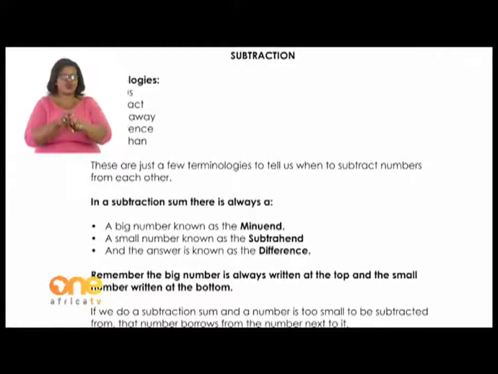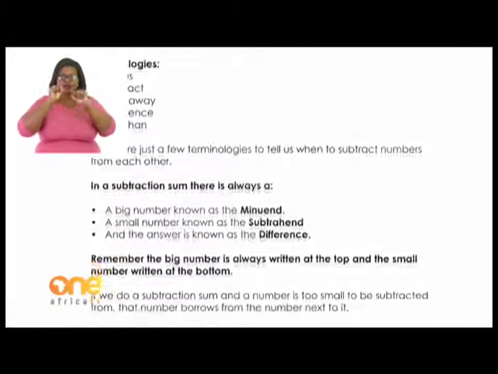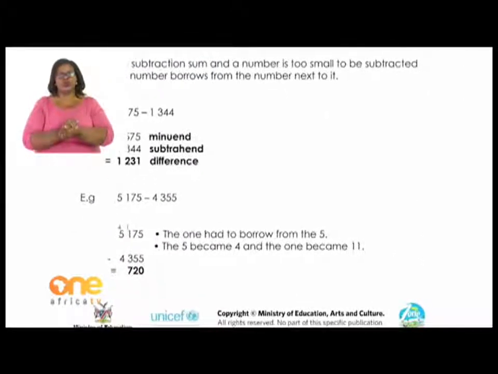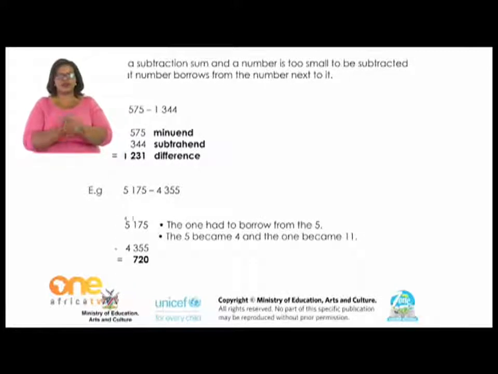Remember, the big number is always written at the top and the small number is always written at the bottom. So if we do a subtraction sum, this is just a clue. If we do a subtraction sum and a number is too small to be subtracted from, then that number borrows from the number next to it. Now let's go through a few examples.